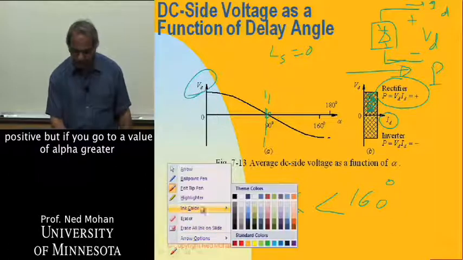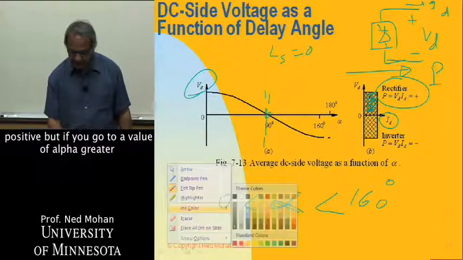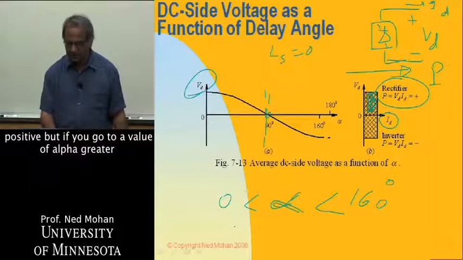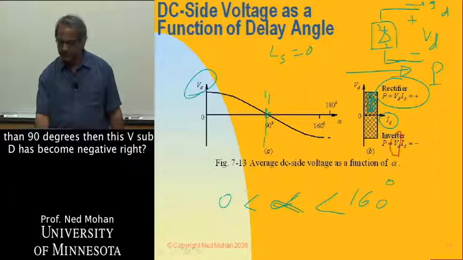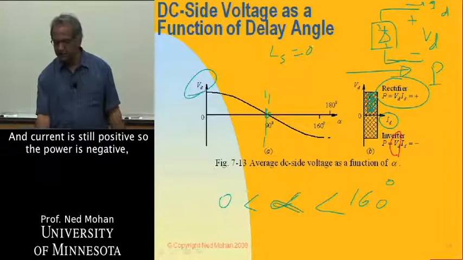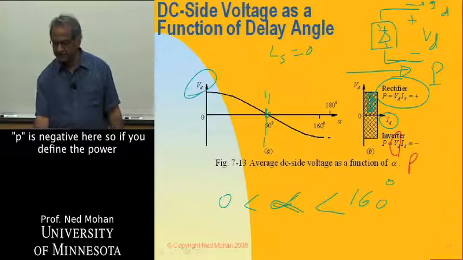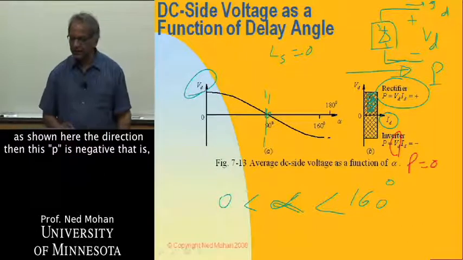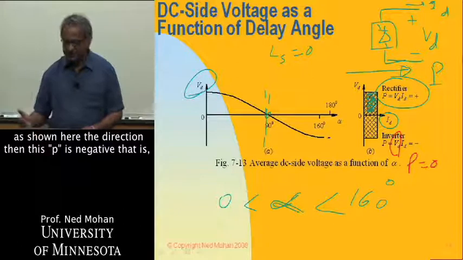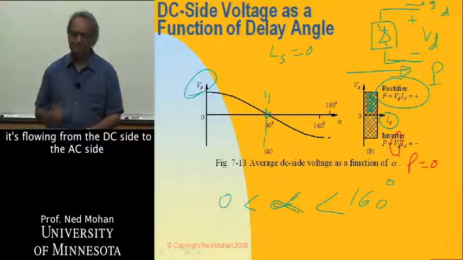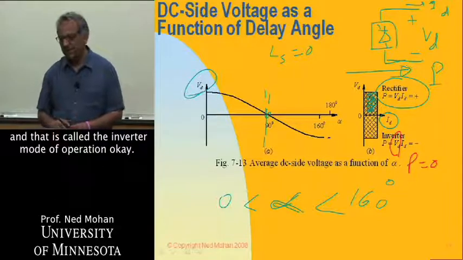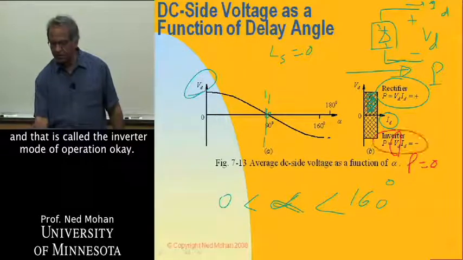But if we go to a value of alpha greater than 90 degrees, then this V sub D has become negative, right? And current is still positive, so the power is negative. P is negative here. So if you define the power as shown here, the direction, then this P is negative. That is, it's flowing from the DC side to the AC side. And that is called the inverter mode of operation.